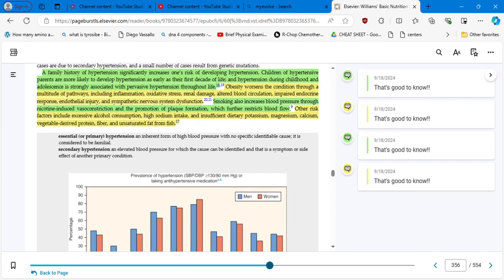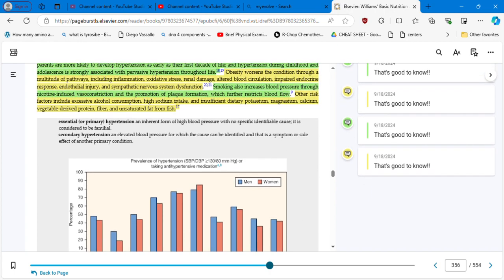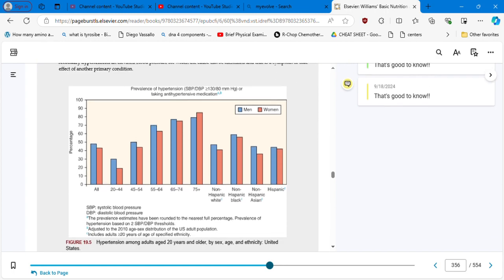So smoking also increases blood pressure through nicotine-induced vasoconstriction and the promotion of plaque formation, which further restricts blood flow. Other risk factors include excessive alcohol consumption. That's why I prefer to tell my patients avoid alcohol, period, right? High sodium intake and insufficient dietary potassium, magnesium, calcium, vegetable-derived protein like fiber, and unsaturated fat from fish. And all this section is good to know.